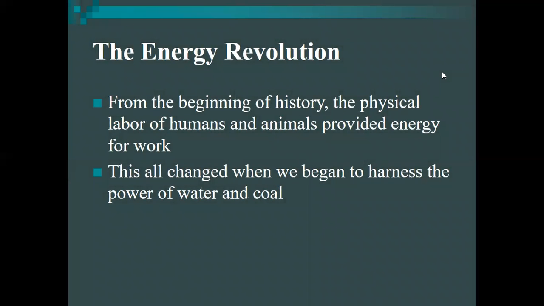Okay, so energy. Beforehand, you do everything by hand. Then eventually people said, oh my gosh, if we can tame these animals that live around us that are like 20 times stronger than us, we can actually get them to do our work for us.